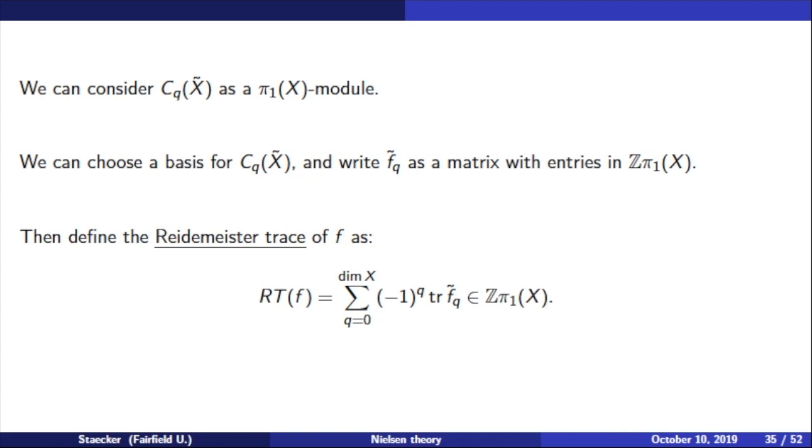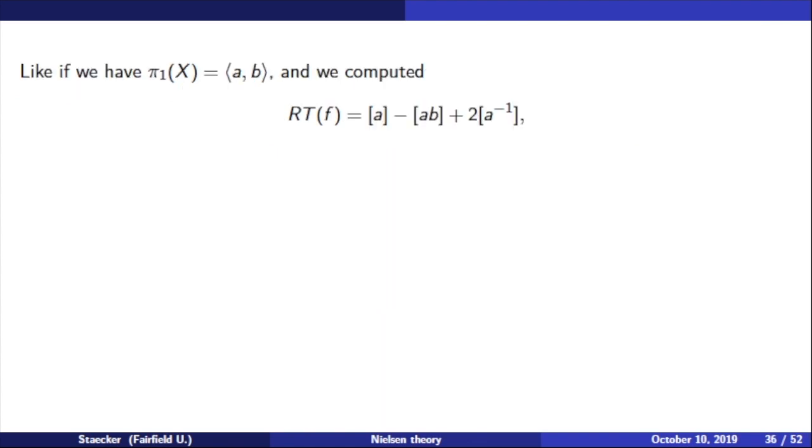And what you get after you do this whole trace alternating sum is, again, a single weird group element in this group ring, the integer group ring on the fundamental group. Here's an example. If your fundamental group is generated by A and B, you might compute this alternating sum of the traces and get something that looks like this.